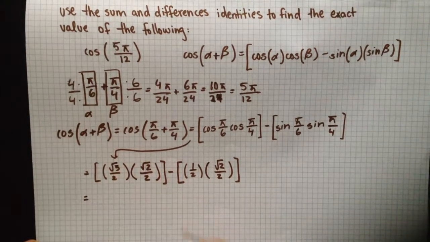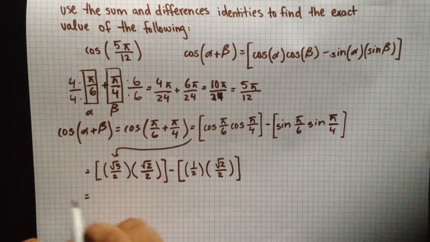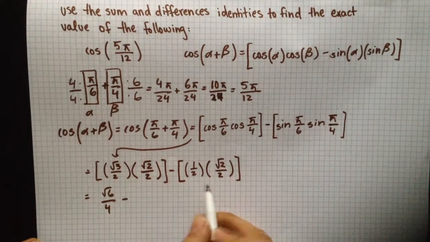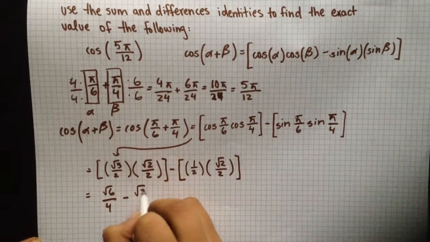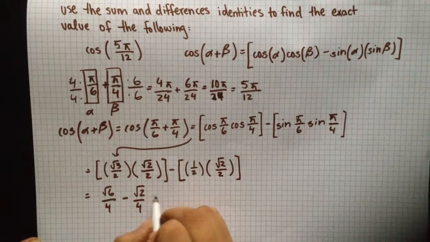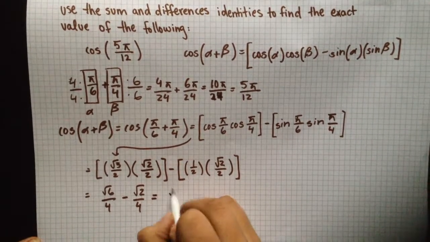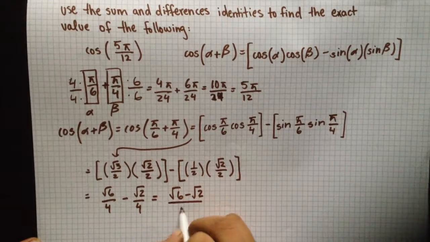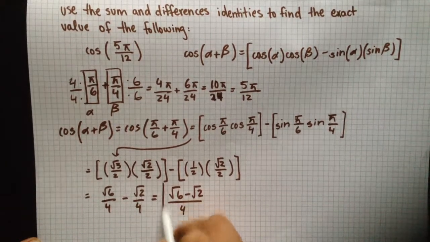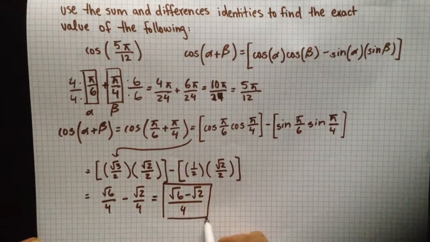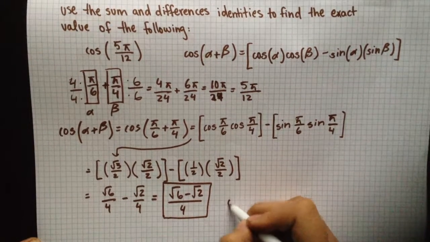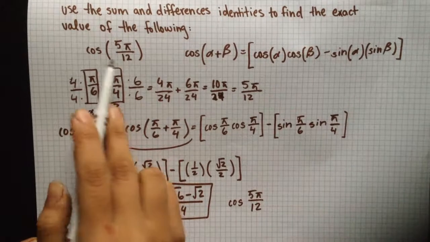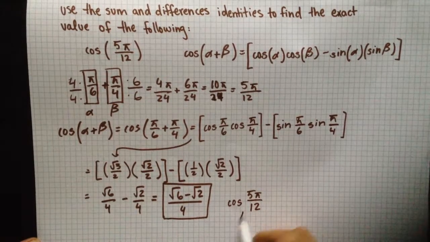Multiplying these, you get radical 6 over 4 minus radical 2 over 4. And you can combine these because they have like denominators and state your final answer as radical 6 minus radical 2, all over 4. This is how you write the cosine of 5 pi over 12 in exact form.